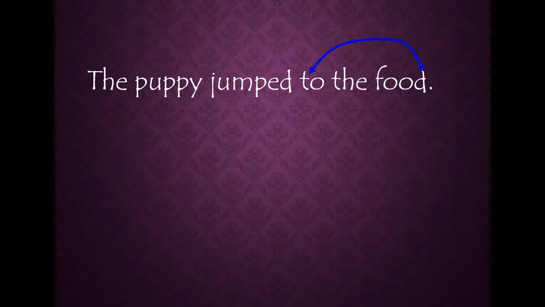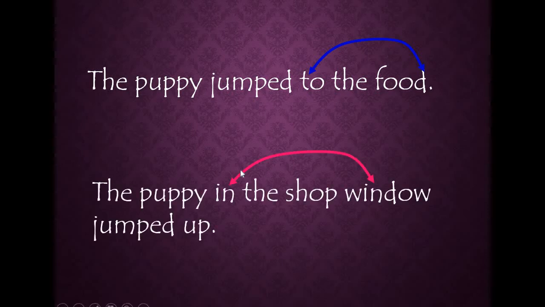So, example. Puppy jumped to the food. My preposition is to. What is the noun that comes after? Food. So, to the food is my prepositional phrase. I started with the preposition and I took everything in the middle until I reached the noun. Preposition, everything in the middle, plus the noun are my prepositional phrase: to the food.